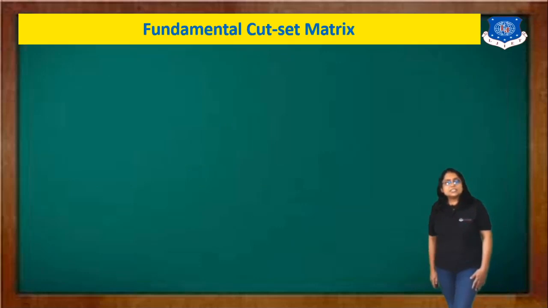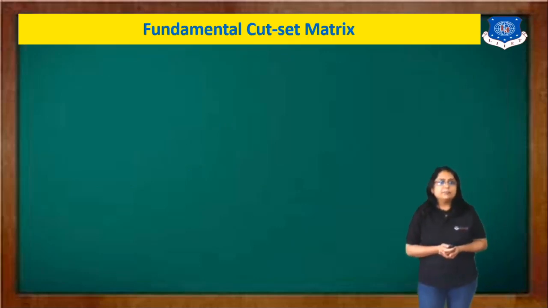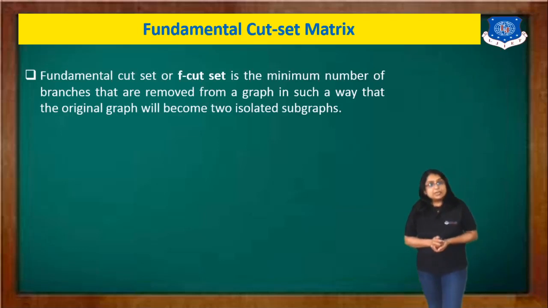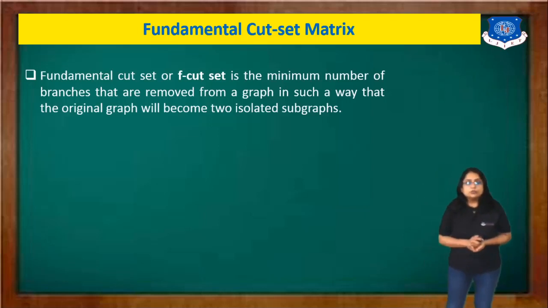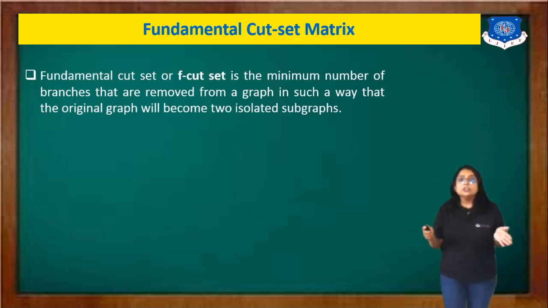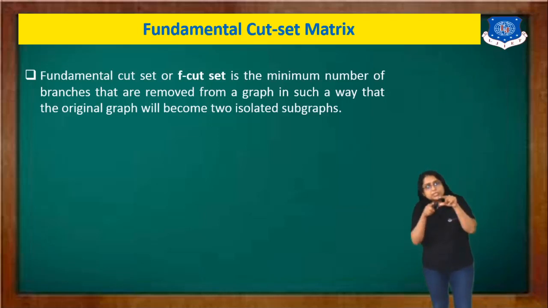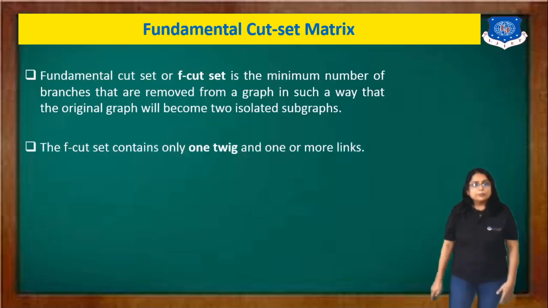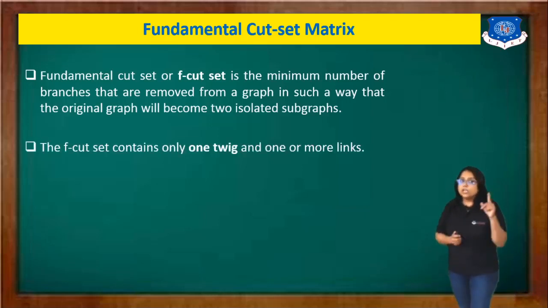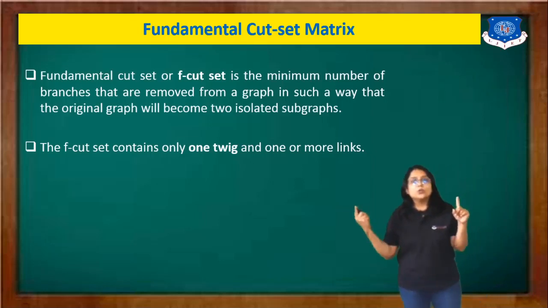First of all, we will discuss the fundamental cut-set matrix. A fundamental cut set, or F cut set, is a minimum number of branches that are removed from the graph in such a way that the original graph is isolated into two subgraphs. So here we have to make some arc. By doing this arc, we are going to divide a graph into two parts, and those two parts are isolated subgraphs. Now, the F cut set contains only one twig, but one or more links.